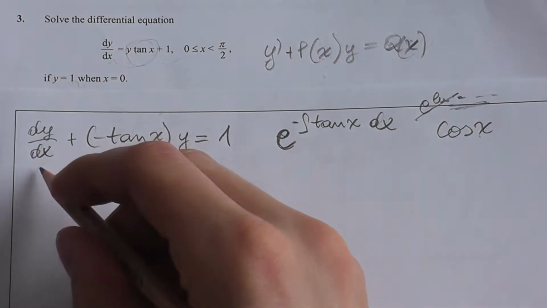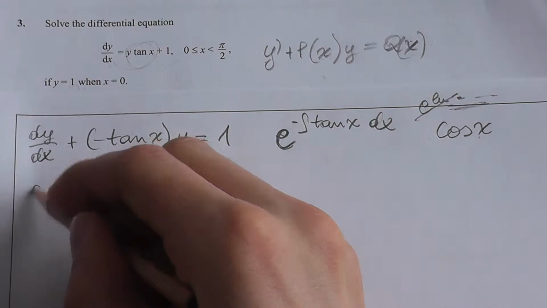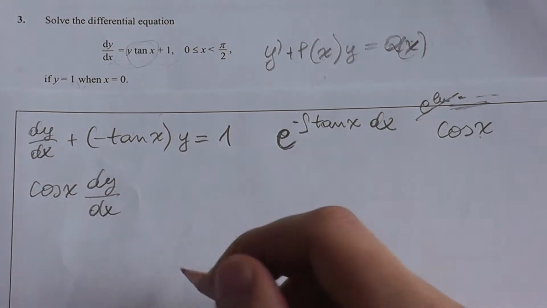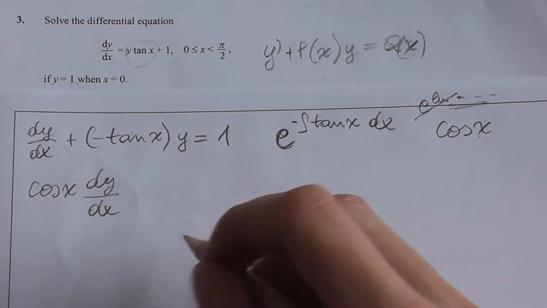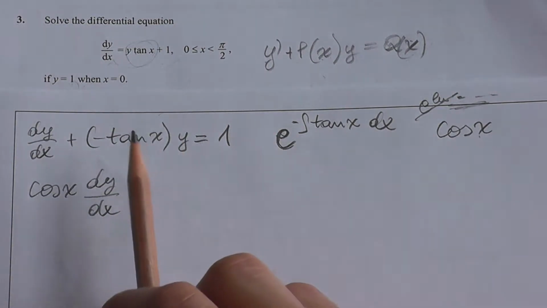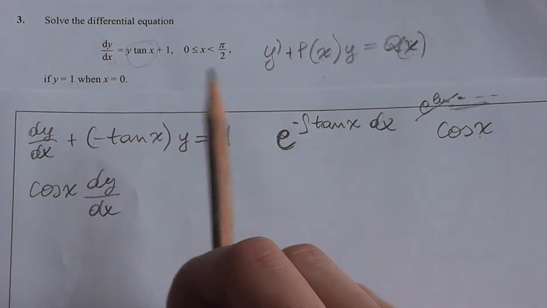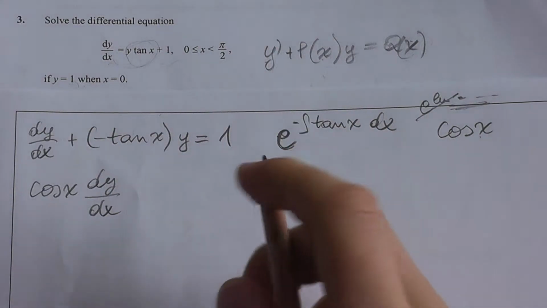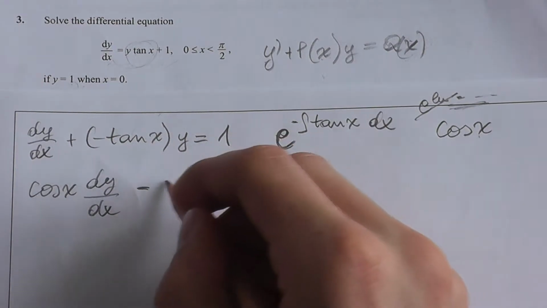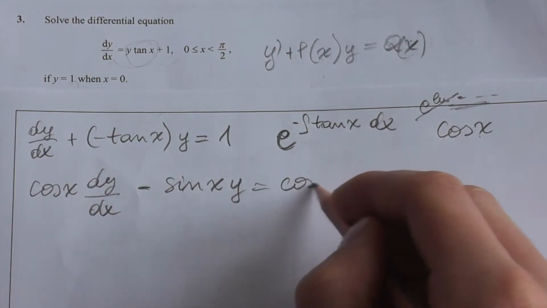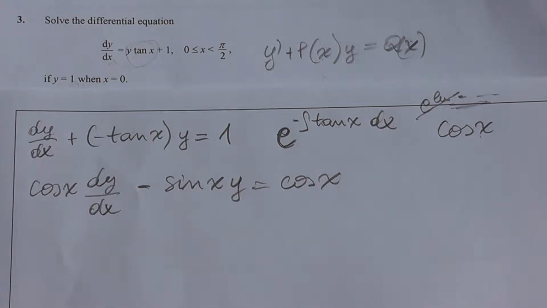Now we multiply the whole equation by the integrating factor cosine x, and that will tremendously help us. Tangent of x is sine over cosine, and because we're multiplying sine over cosine by cosine, the cosine is eliminated and we're only left with sine. So it's in fact minus sine x y is equal to cosine of x.